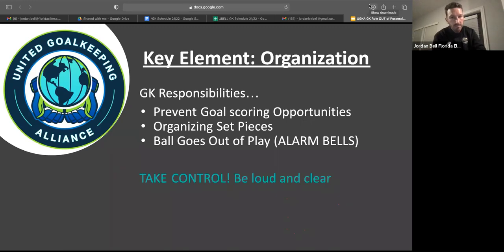Saturday, Sunday. So organisation. Why do we need organisation? To prevent goal scoring opportunities, to organise set pieces, and to make sure when the ball goes out of bounds, everybody's alarm bells are ringing. Like Coach Eric said, what if moments, we're organising right away. And then finally, take control of the situation, name, instruction, be loud and clear.